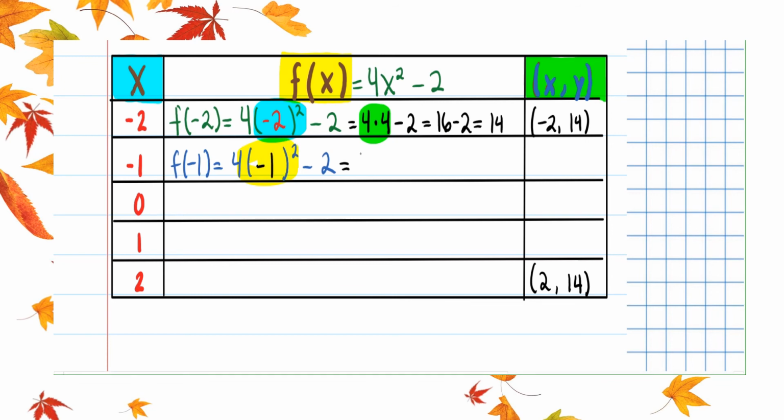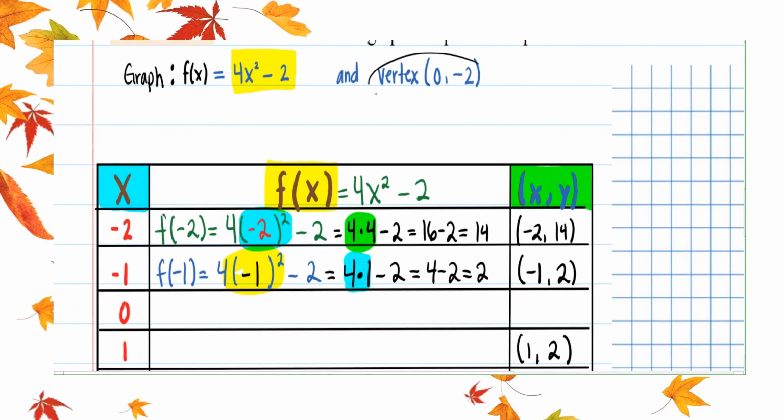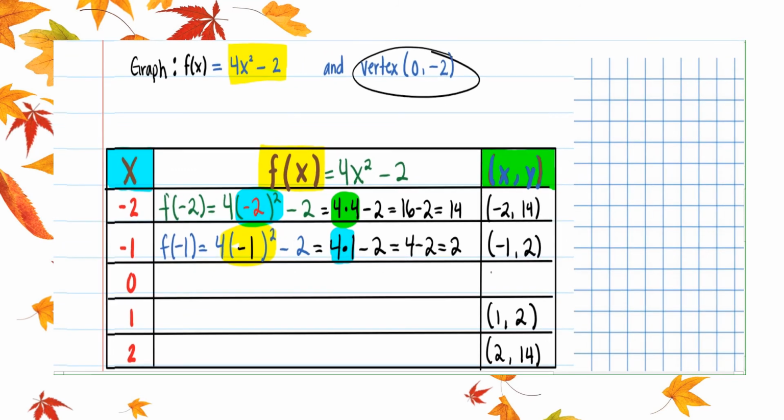Now let's plug in -1. We do -1 squared, so we get 1. Carry on the 4 with us. And then 4 times 1 gives us 4, and then we're going to subtract 2 at the end. And we said that -1 and +1 share the same y value, so we can just write it in, and we're given the one for 0, which is the vertex as well.